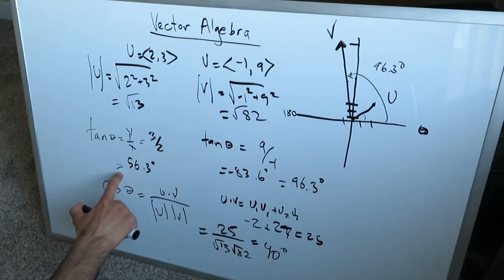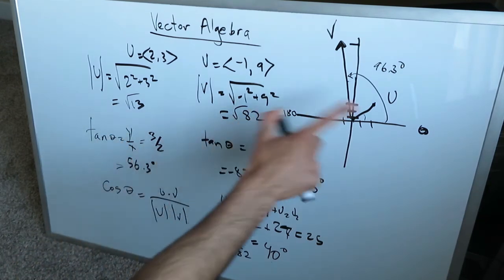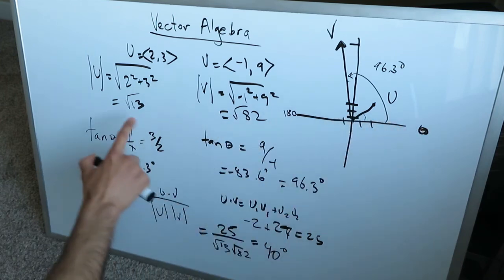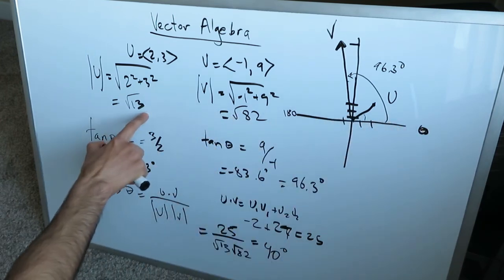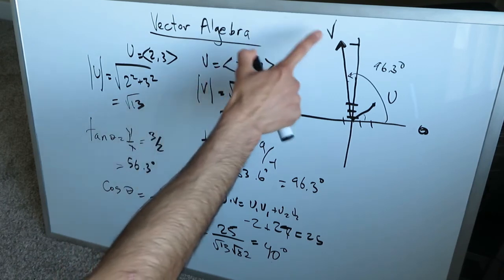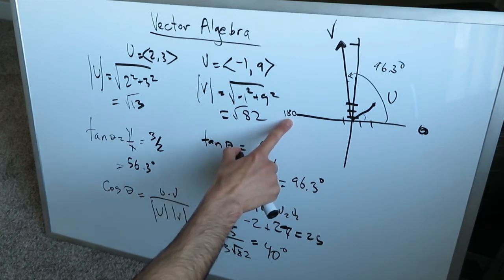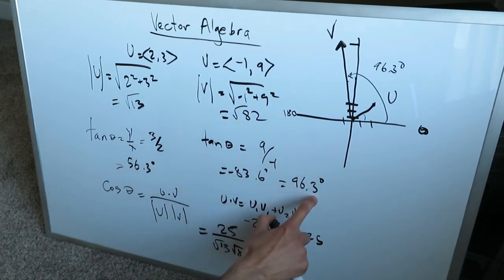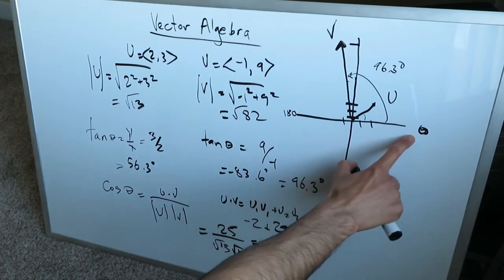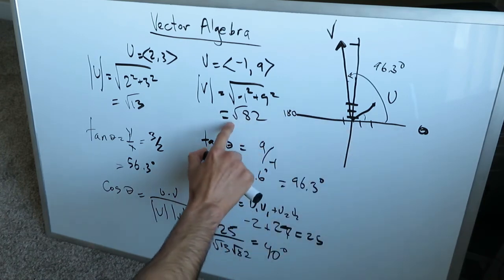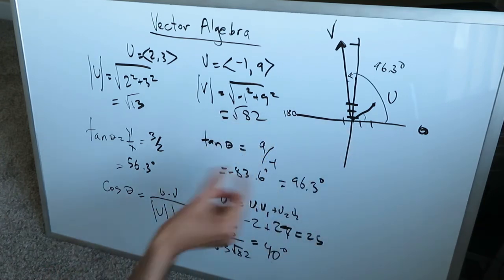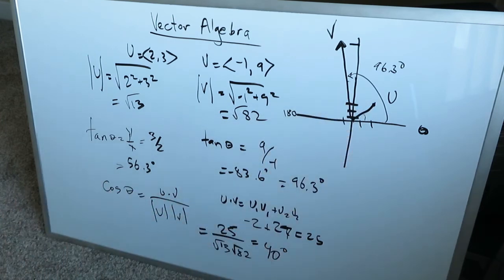The u is here. The u direction has a value of 56.3 degrees from 0 degrees as your reference on horizontal. It has a magnitude of root 13. The v vector has a direction of minus 83.6 degrees but from 180 horizontal, or it has a direction of 96.3 degrees but from the 0 horizontal, and it has a magnitude of root 82. The intervening angle between these two vectors is 40 degrees.